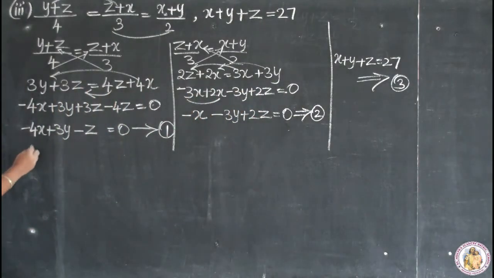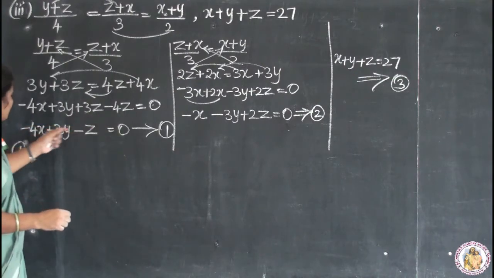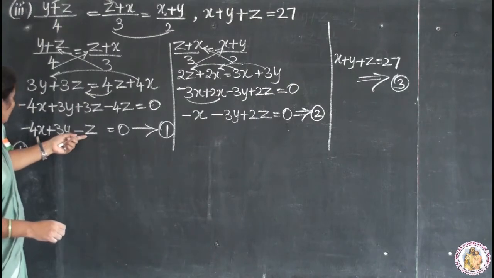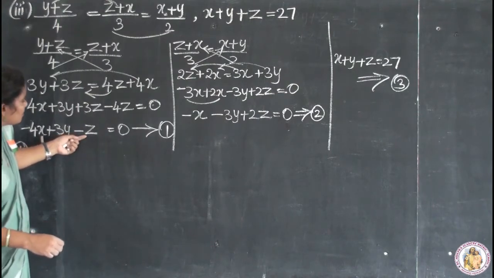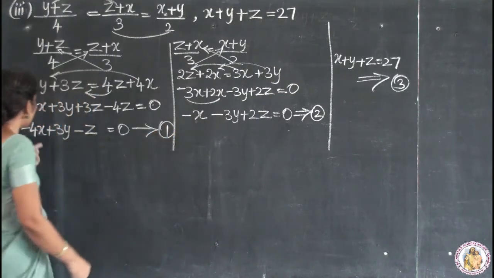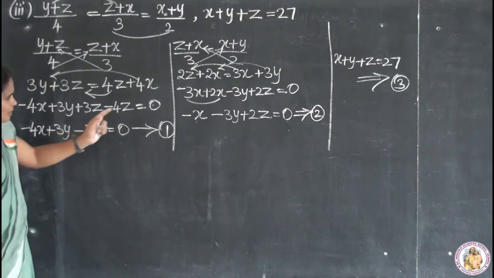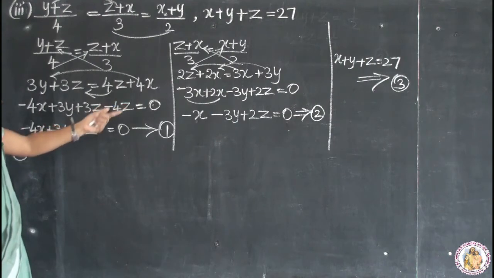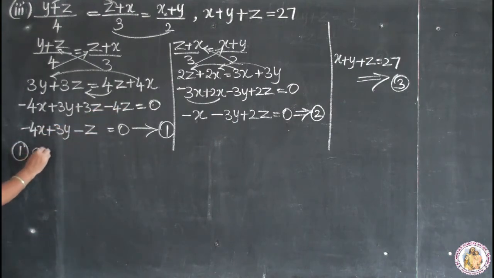Okay. Now let us go with first equation with second equation. Minus 4x plus 3y minus z. Check out any variable we can cancel. Minus x, 4x plus 3y minus 3y. So variable y we can cancel easily. So take first and second equation.